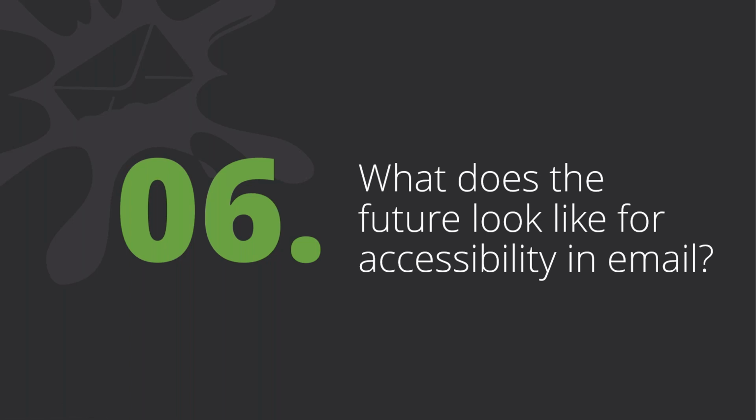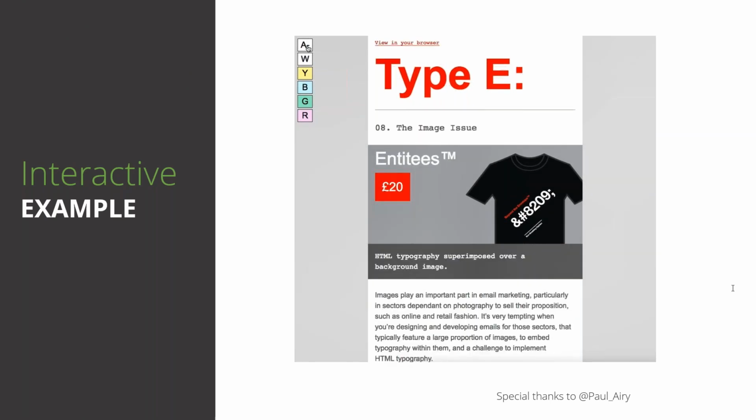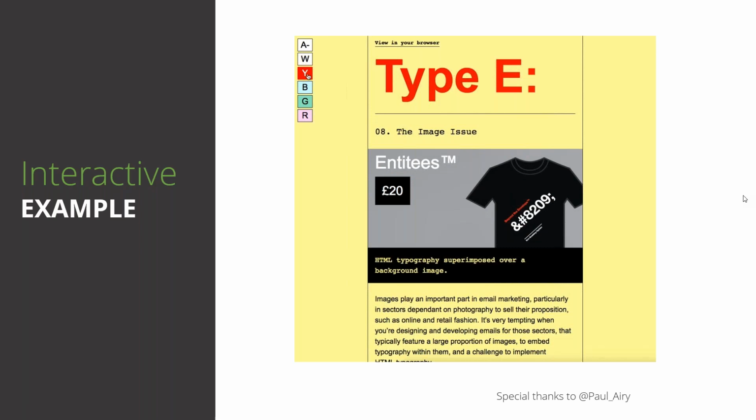But when we talk about the future of email as well, we're going to have a little bit of a crossover into another topic. We talk a lot about interactive email. This next slide is a great example from Paul Airy, who is a fantastic person when it comes to email accessibility. This is his interactive email example, which he's kindly given us permission to use, which has an interactive switcher. It enables people to increase the font size or change the background color and really help with legibility of emails.